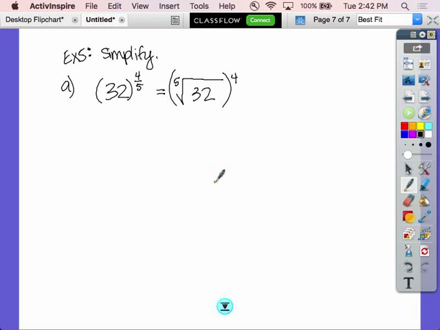Now, the 5th root of 32. Some of you might know off the top of your head that it's got to be 2. But if you didn't, this is 2 times 16, which is 4 times 4. Oh, look. There are 5 2's. Why did I circle 5 2's? Good, because it's the 5th root, and so I have 5 2's. So that's going to be 5 raised to the 4th, which is 625.